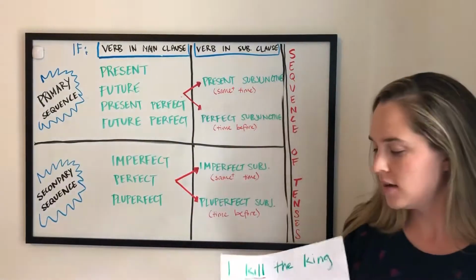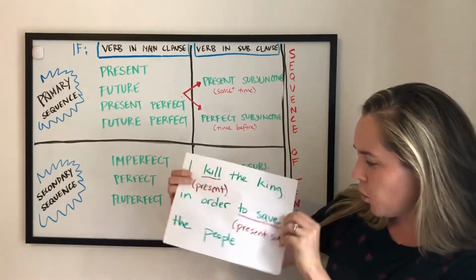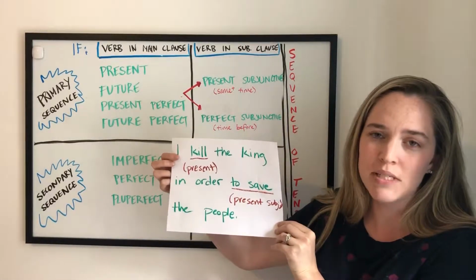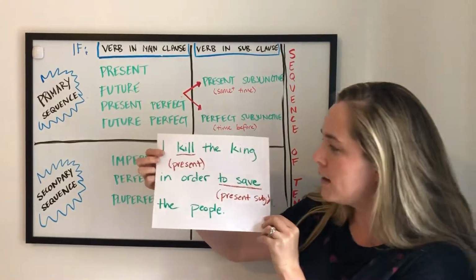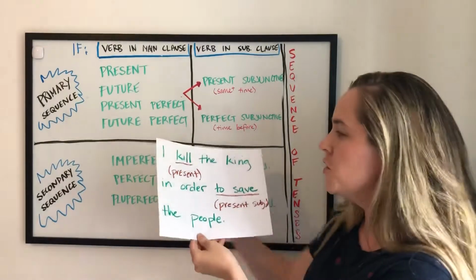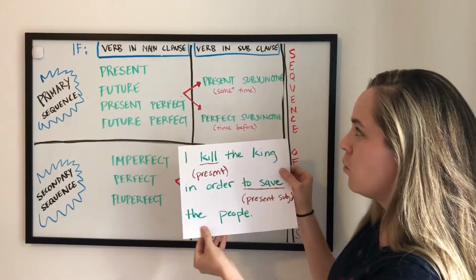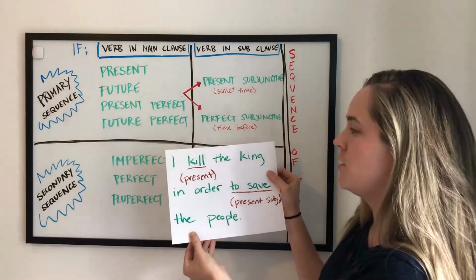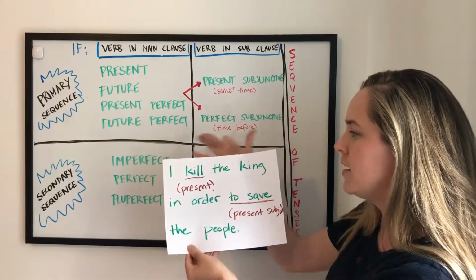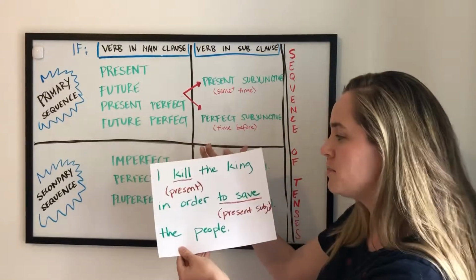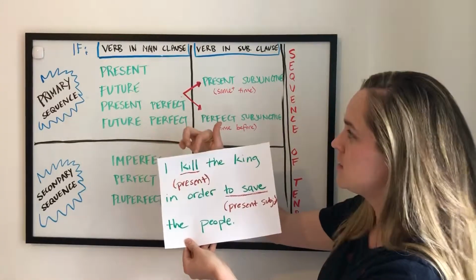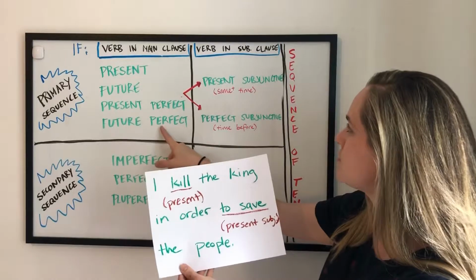In this sentence, "I kill the king in order to save the people." This is obviously an English sentence, but let's pretend for a second that it's in Latin. I kill the king in order to save the people. The first thing we would do is decide what sequence our main verb is in. The main verb is "kill," because "I kill the king" is a complete clause, i.e. a main clause by itself. And the verb "kill" is in the present tense. So we know we're in primary sequence.